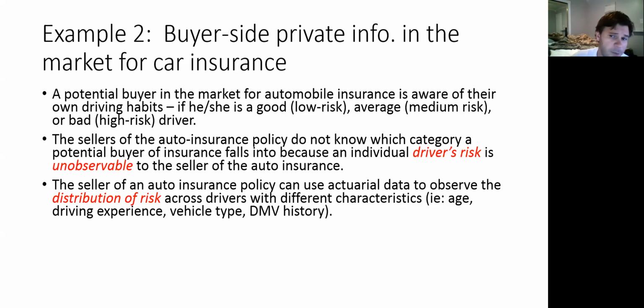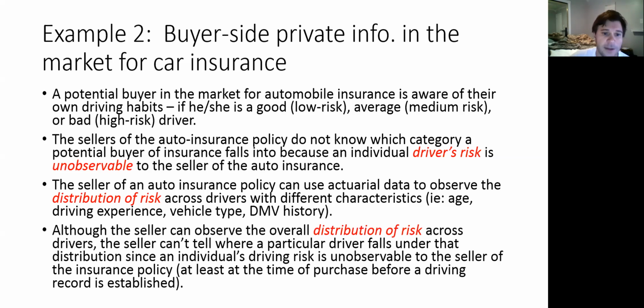But again, the problem is as follows. The seller, despite being able to observe the overall distribution of risks, still cannot tell whether a particular driver falls within one category or another. They cannot tell where a particular driver falls under that distribution, again, because the individual's driving risk or their driving behavior is an unobservable characteristic from the seller's perspective.